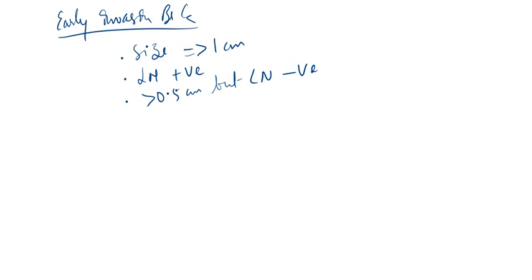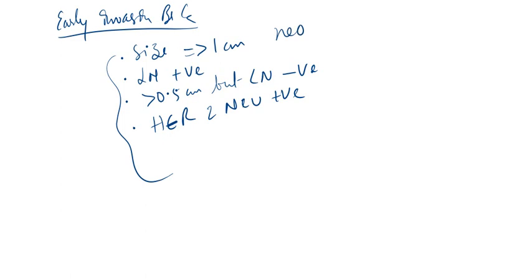If there is hormone receptor negative, it means bad prognosis. Hormone receptor positive means it is good. Hormone receptor negative means it is bad prognosis. Next, HER2 neo should be positive. So if any of these, you go for adjuvant chemotherapy, not neo. You go for adjuvant chemotherapy, that is chemotherapy after surgery.